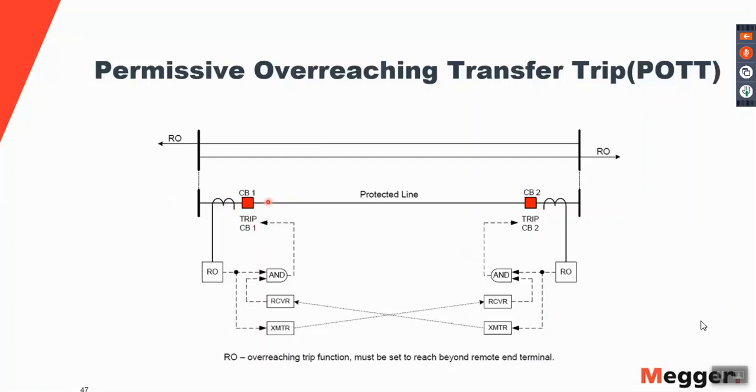When the fault happens here, this guy will see it with zone 1, but will also see it with zone 2. So this guy will say, hey, I'm going to send you the command, and this guy is going to say, yes, I have permission to trip. If the fault happens outside, this guy will see it with zone 2, but this guy won't see it with zone 2 because zone 2 is only looking ahead. So even though this one sees it with zone 2, it doesn't receive the permission to trip, so it doesn't trip and the line is secure.